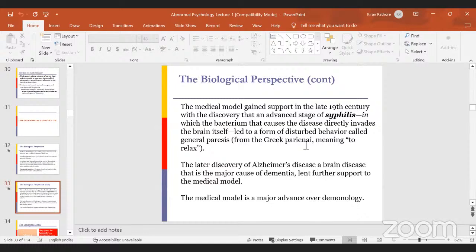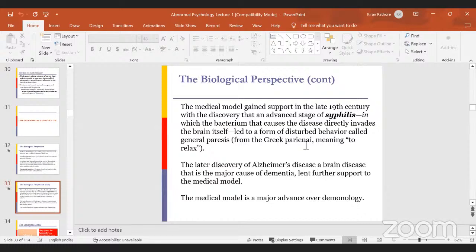Okay, so this discovery that syphilis has a cause led to a lot of support to the biological model. Then later they discovered that Alzheimer's, dementia, delirium, all these diseases which come under old age diseases, are because of some sort of an issue or problem in the brain. That also led further support to the medical model.